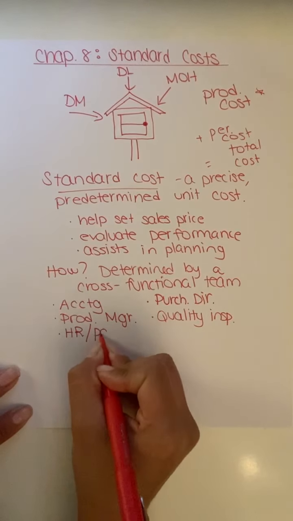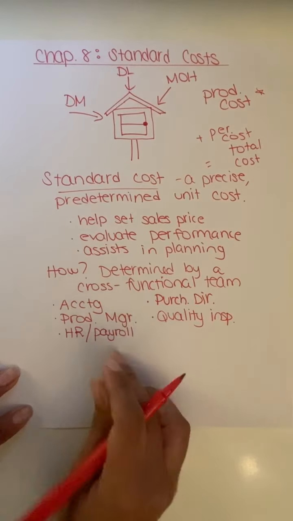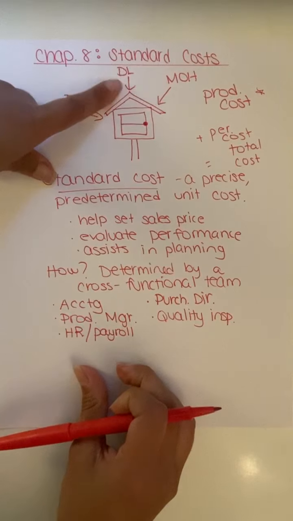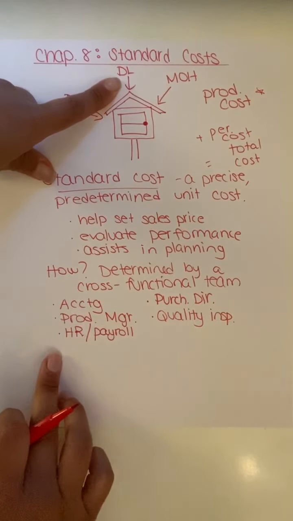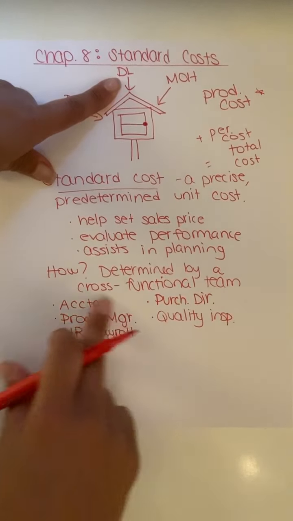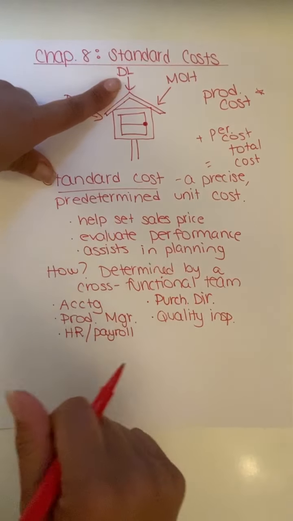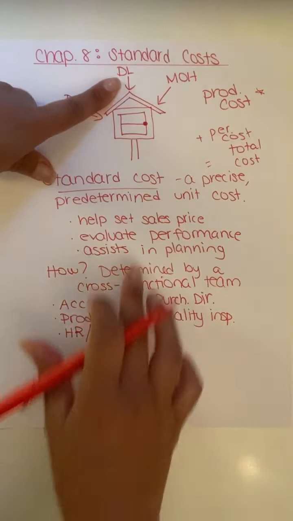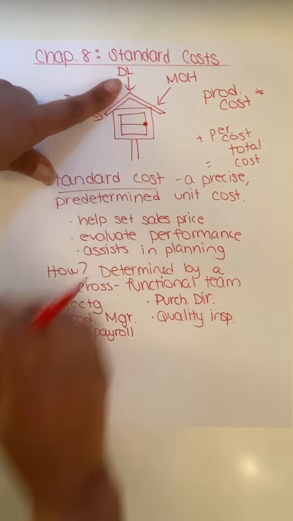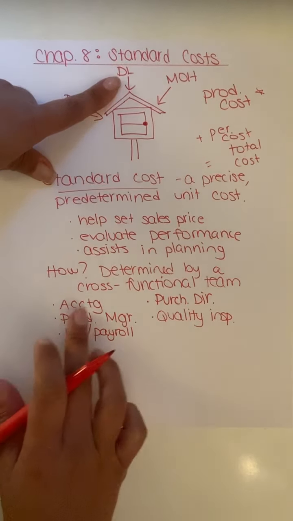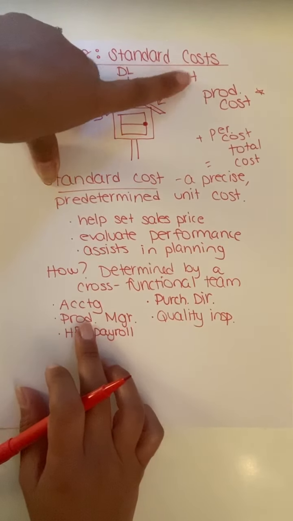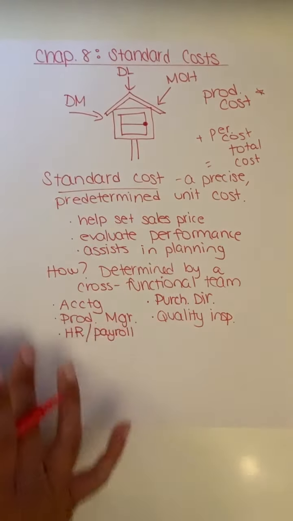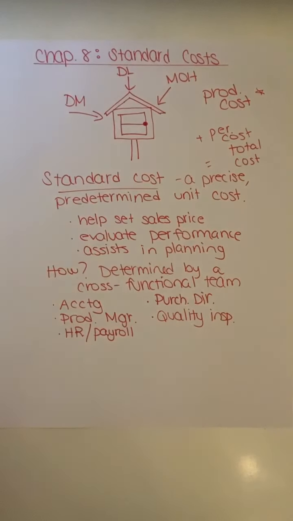Human resources and payroll should be in the room when we're talking about direct labor, right? Because HR does the hiring, so they know our workforce, and payroll knows how much they're getting paid, payroll taxes, all that needs to be included in the direct labor. And then accounting should be able to, with the help of the production manager, calculate MO. So you want to really gather a cross-functional team.